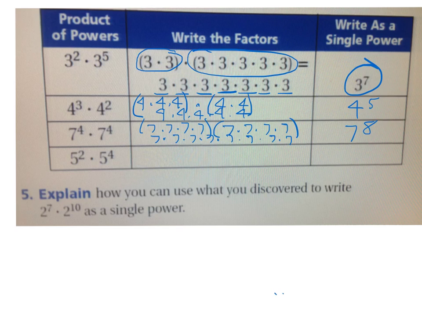So, how would you explain how to use what you discovered, what you're noticing, to write 2 to the 7th times 2 to the 10th as a single power? Now remember, explain means you're going to write me directions. You're going to explain this to me in words, in complete sentences, using some good math vocabulary.